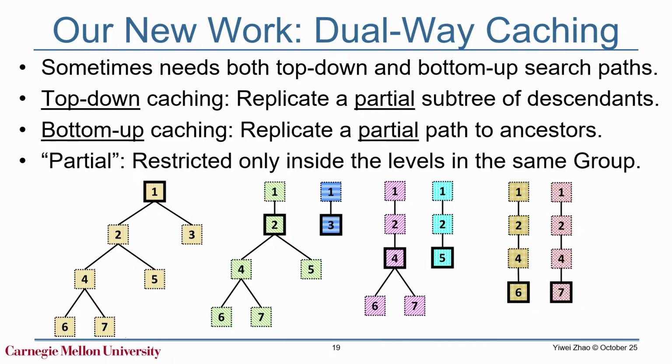And there is some mathematics in our paper that proves that such caching is actually symmetric. It means that the bottom-up caching takes the same update and space overhead as the top-down caching. So this only adds a constant factor over all of the cost metrics. For partial, it means that such dual-way caching is only restricted inside each of the levels, or each same group. It will not cross the groups, in order to keep the good bounds in all of our PIM tree work.